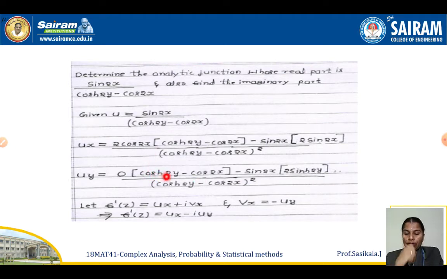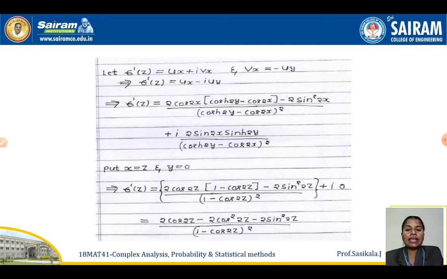So it will go 0 completely. The first term is minus of sin 2x into the differentiation of your denominator. And what is that? F dash. I should find ux plus ivx. So vx is to be replaced by minus uy. Then immediately I am going to substitute x is equal to z and y is equal to 0. So you can replace x is equal to z.